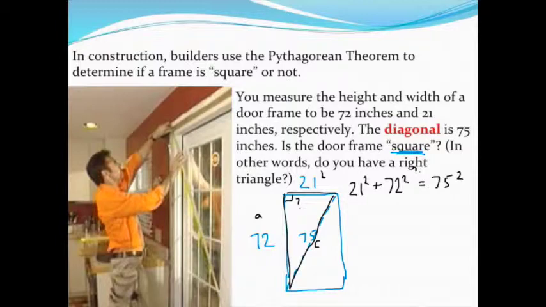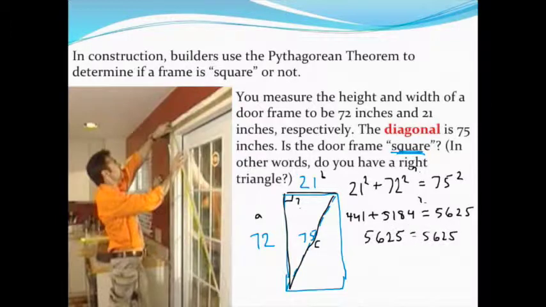21 squared, if you want to work that out, is 441. 72 squared gets me 5184. And again, I'll put an equal sign with a question mark because I don't know if this is going to work out. That's what I'm testing. And 75 squared gets me 5625. Doing some simple addition, if I look at my notes, these are going to add up to 5625 on the left and 5625 on the right.